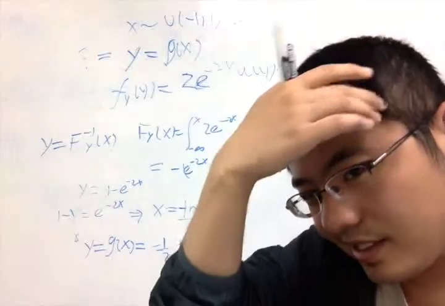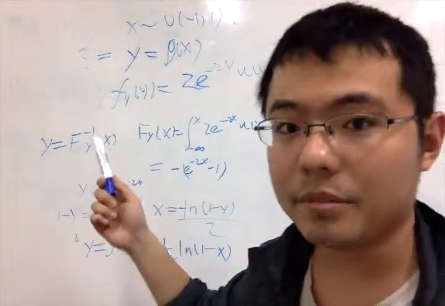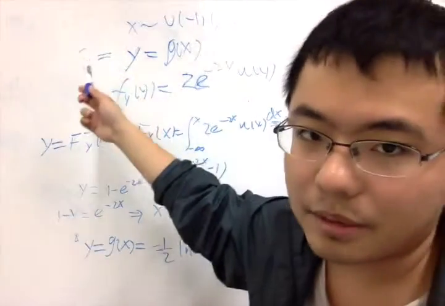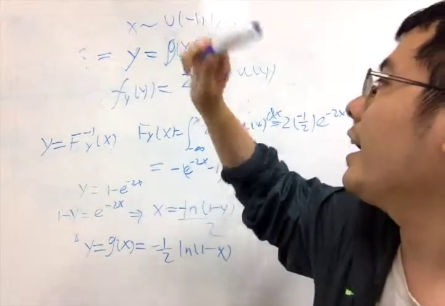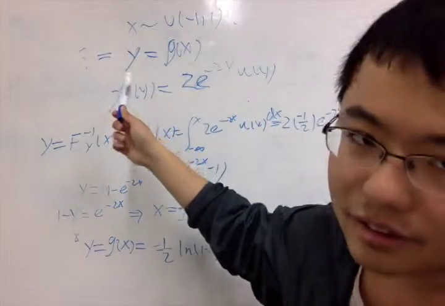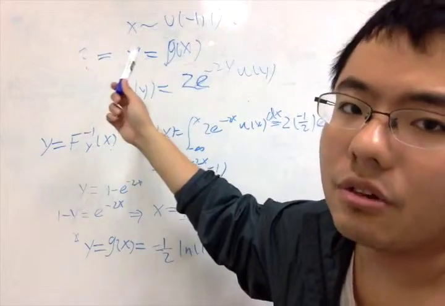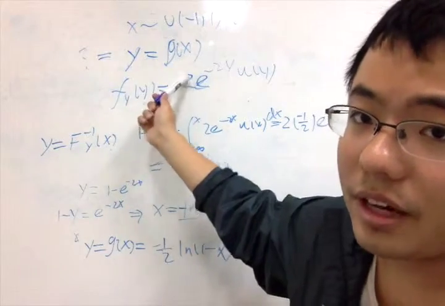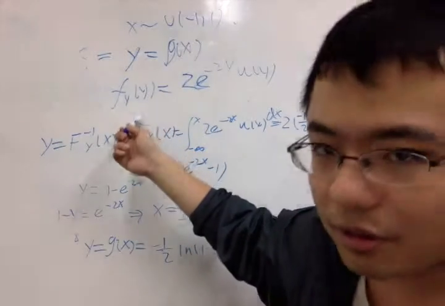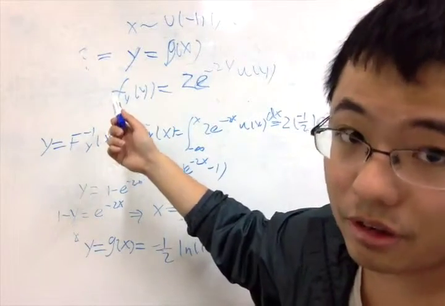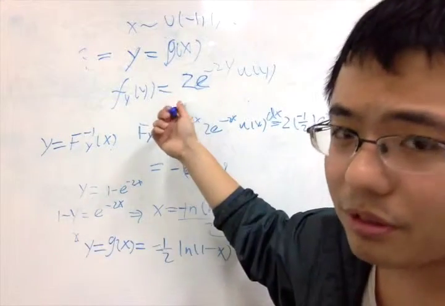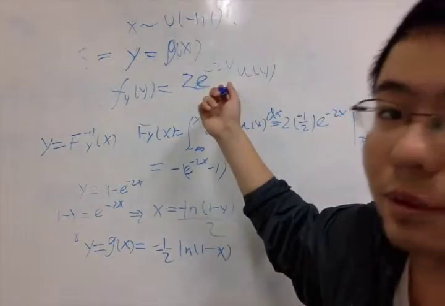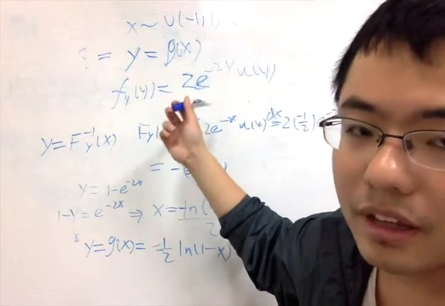Okay, so this is the second problem of this assignment. We're given that x is distributed as the uniform function from -1 to 1, and we also know that there is a relation between random variable y and random variable x, and we also know that the density function of y is an exponential function when y is larger than 0.